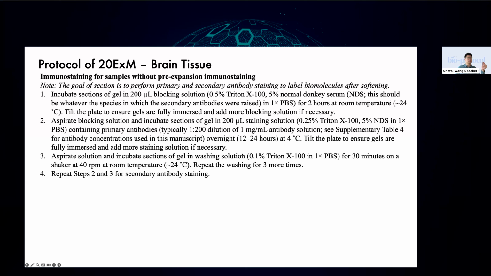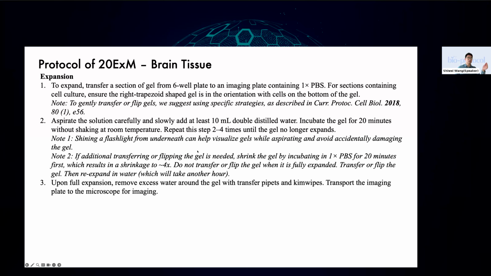The staining protocol is basically identical to the cell culture protocol, but instead of using a tertiary antibody to boost the signal, since you didn't do pre-expansion immunostaining, now's the time to perform primary and secondary antibody staining. So you can basically do this twice to stain primary and secondary antibody, and then expansion is very similar. You want to fully expand this in the imaging plate, remove the excess water, and move to the microscope for imaging.